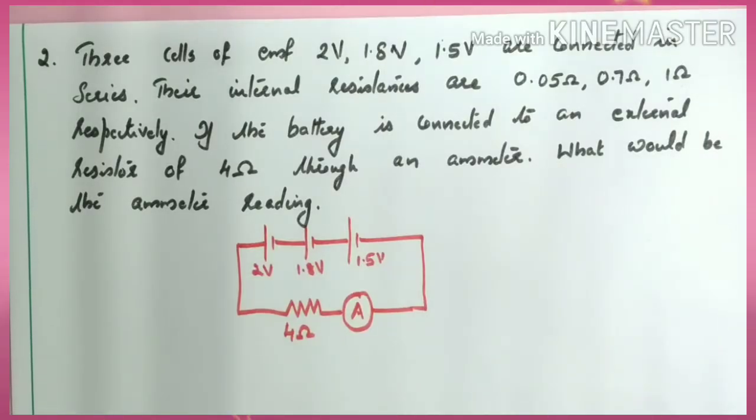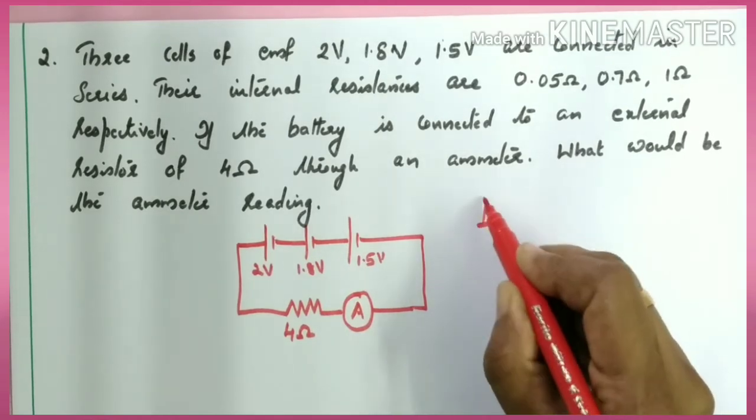Another question. Three cells of EMF 2 volt, 1.8 volt, 1.5 volt are connected in series. Their internal resistances are 0.05 ohm, 0.7 ohm and 1 ohm respectively. If the battery is connected to an external resistor of 4 ohm through an ammeter, what would be the ammeter reading? So from the given information we can draw a figure. Circuit diagram: 2 volt, 1.8 volt and 1.5 volt cells connected in series to an external resistor and an ammeter. We have to find out the ammeter reading, that means we have to find out the total current.